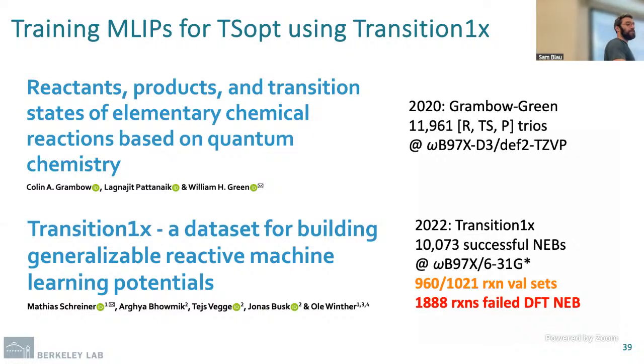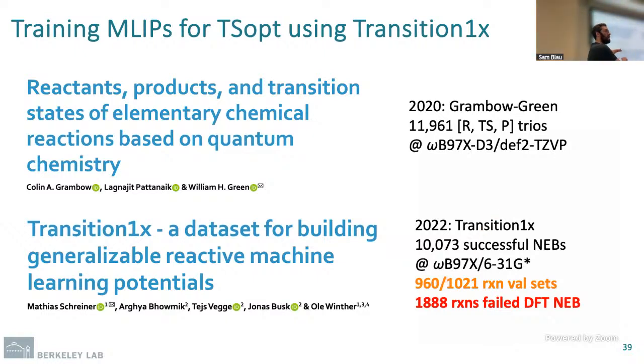I'm not kidding. In 2 weeks, you'll never need to use this data set ever again. But for now, we're dealing with MLIPs trained on this data set. A couple of notes here. I'm going to be talking about 2 different reaction validation sets of 960 or 1021 reactions. I'll describe them. Also, there were 1,888 reactions which failed the DFT NEB that they did. So that is going to be our challenging test set of reactions, which are the 960 and 1021.